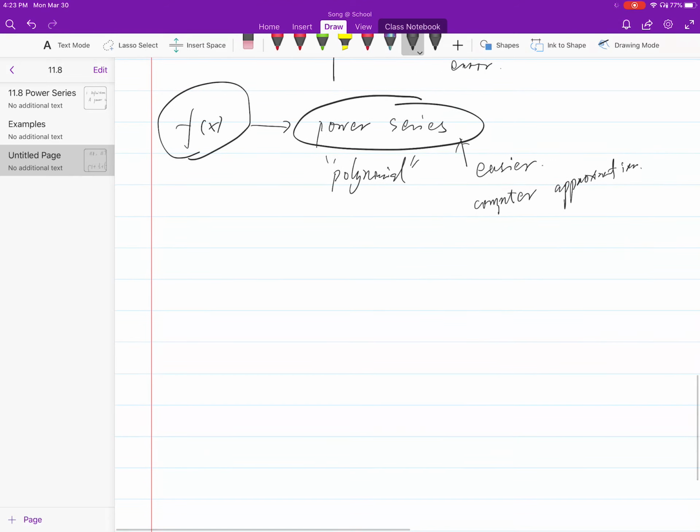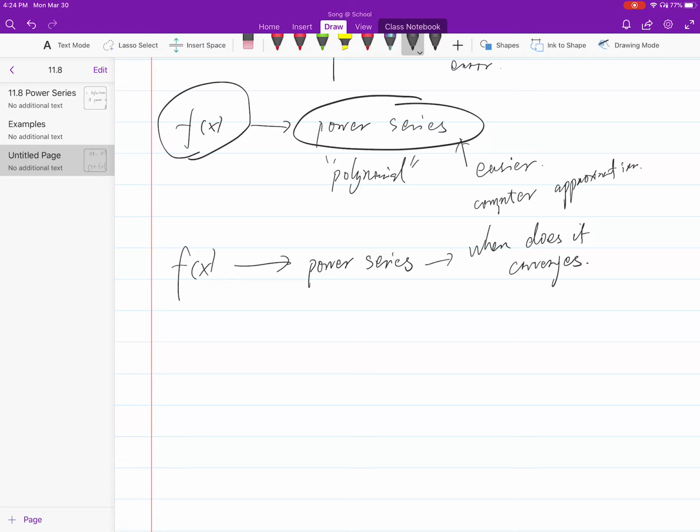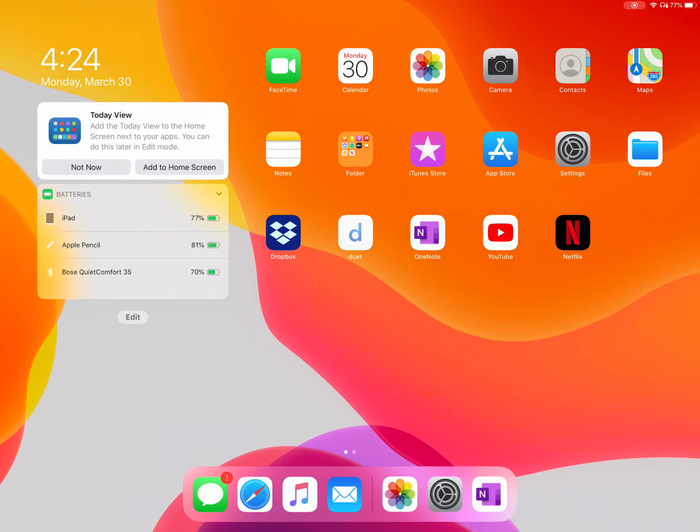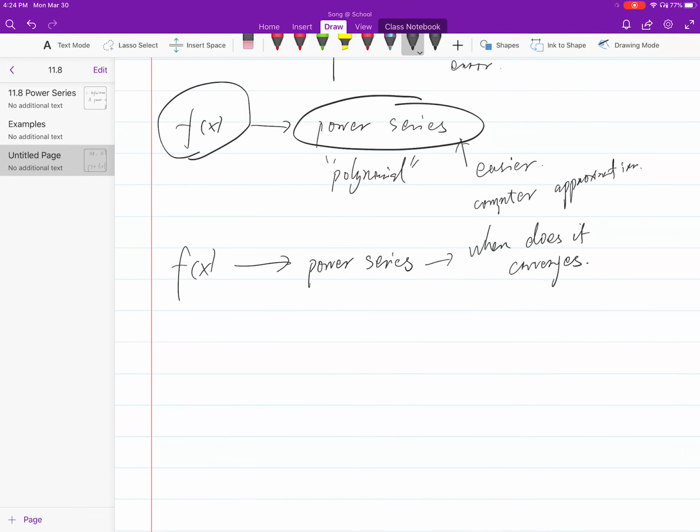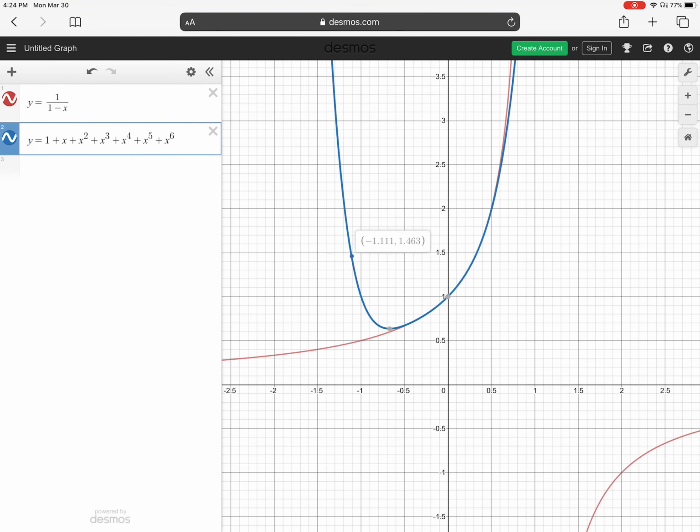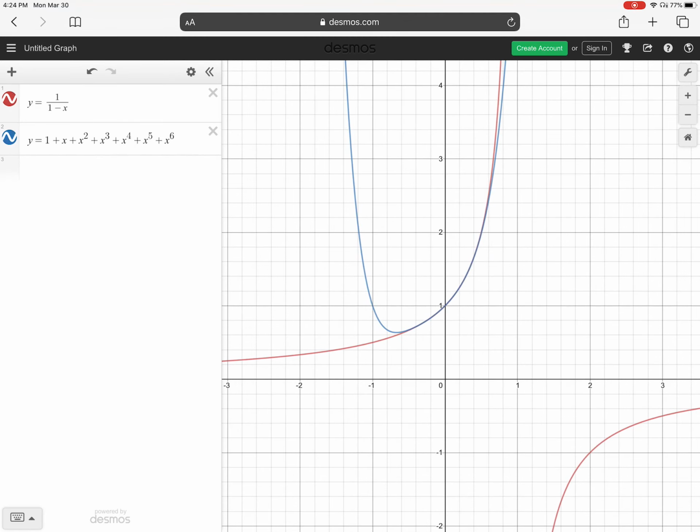In order to do that, there are several important questions. Number 1, we want to define what a power series is. Number 2, given a random function, we want to know how to write it as a power series. Number 3, even though we write it as a power series, we want to know when we can do it and when we cannot, or we simply want to know when it converges. Because if it converges, we can do it. If it doesn't converge, we cannot do it. If you recall the graph, you can easily see the graph doesn't work everywhere, and it only works for a number between -1 and 1.